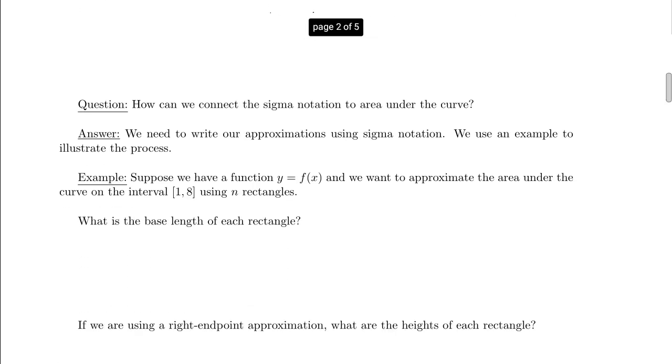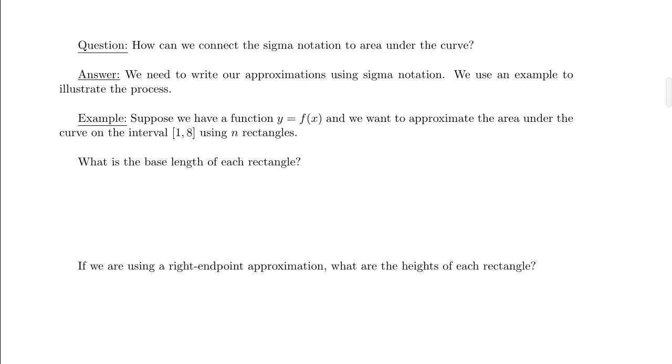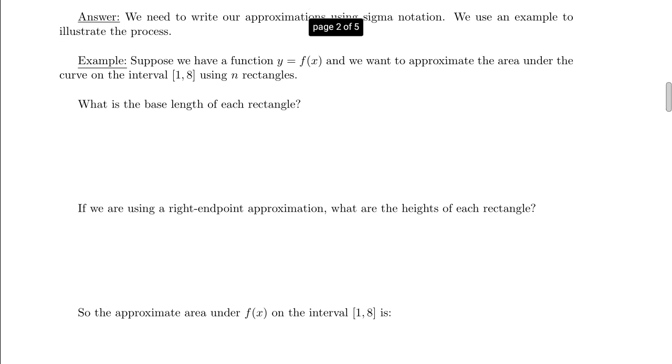Okay, so then the natural question is, how can we connect this sigma notation to area under the curve? Well, if you remember when we were doing area under the curve, we were just adding up a whole bunch of rectangles' areas. And so this sigma notation allows us to condense addition. Since we're adding up a bunch of areas, we can use the sigma notation to represent this. So we need to write our approximations, our addition of these areas, using the sigma notation. And we're going to use an example to illustrate this.